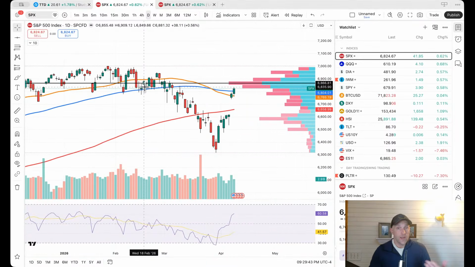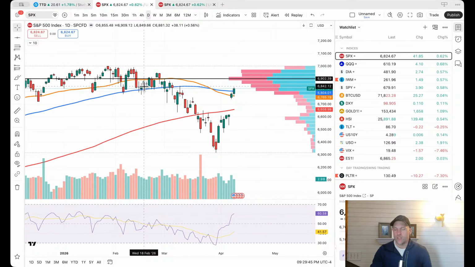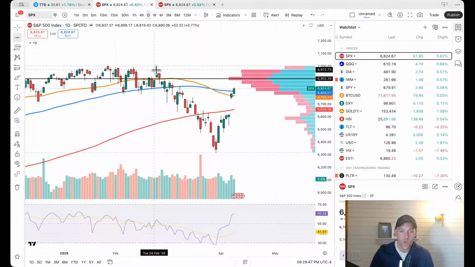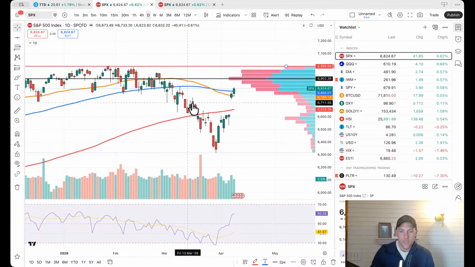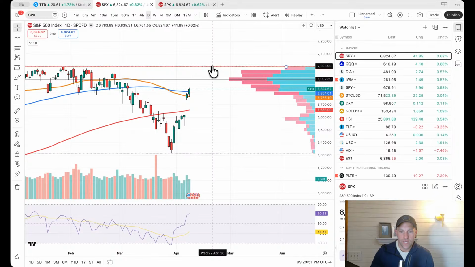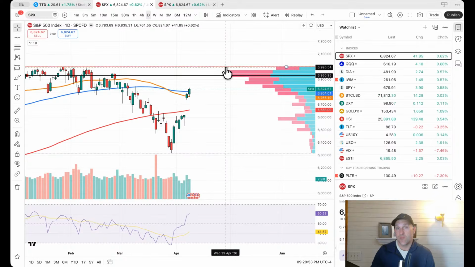And what we want to watch, maybe you don't have TradingView or follow the charts, but what you want to watch to the upside is if the price presses up into the 7,000 area and can break above it significantly. The market is a pretty good indicator of what is going to happen in the world.